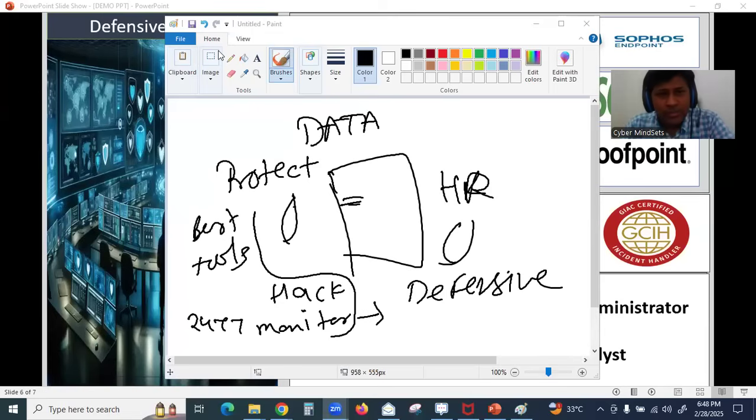So now let's take the same example, actually the same server I have, okay? And if I want to protect this server, there are two ways it can be protected. Somebody has said, sir, I have installed the latest firewall. I am doing 24/7 monitoring of this server. I am ensuring that the best tools and technology surround this server. Nobody can hack it. Okay.